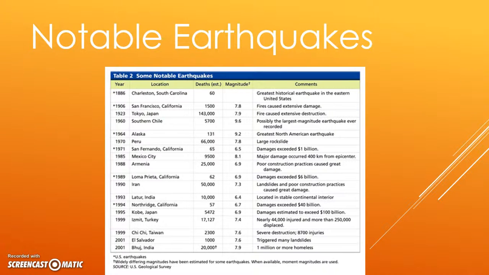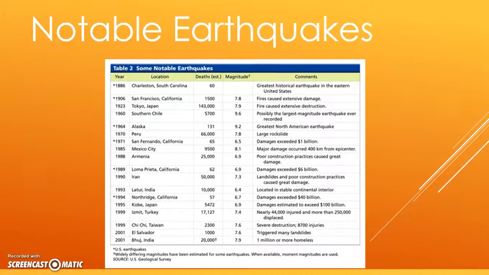Now, why were there more deaths in Tokyo, Japan than southern Chile, even though the one in southern Chile was a much larger earthquake? Think about that, and I want you to write that in your notes and circle it.